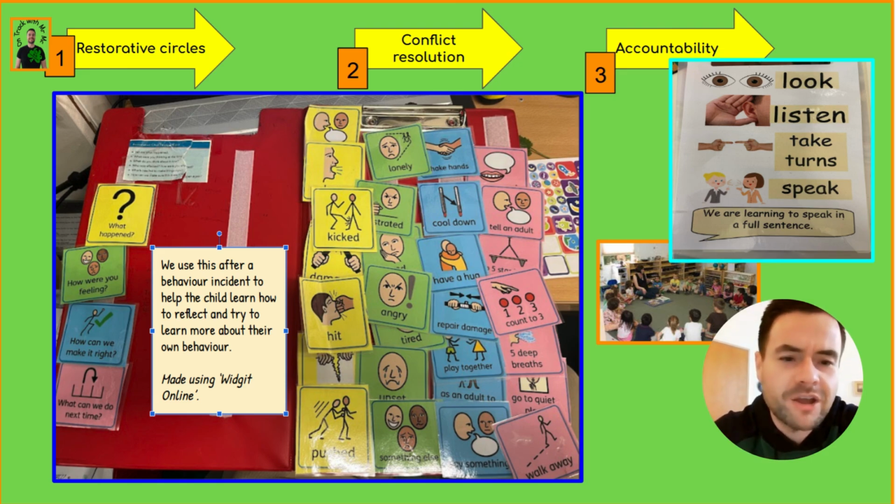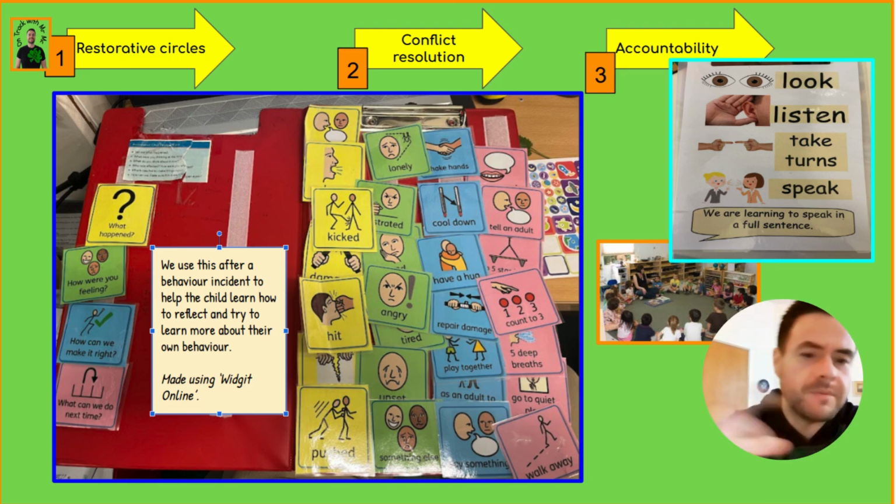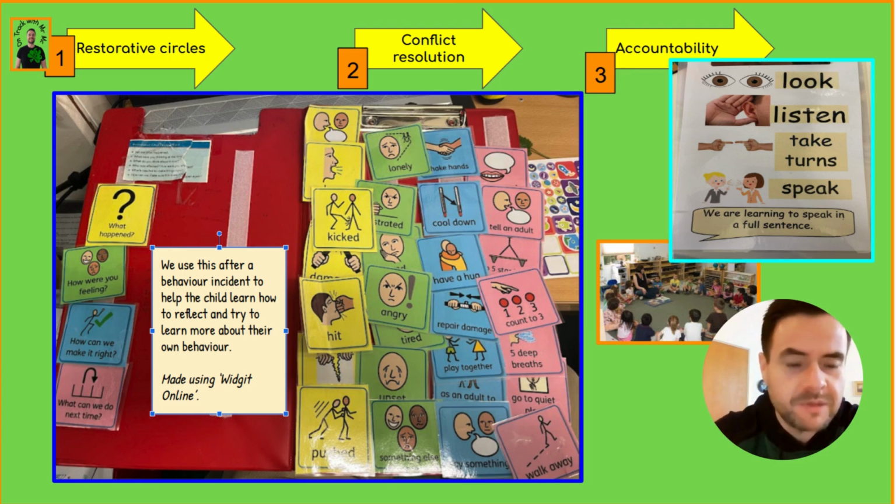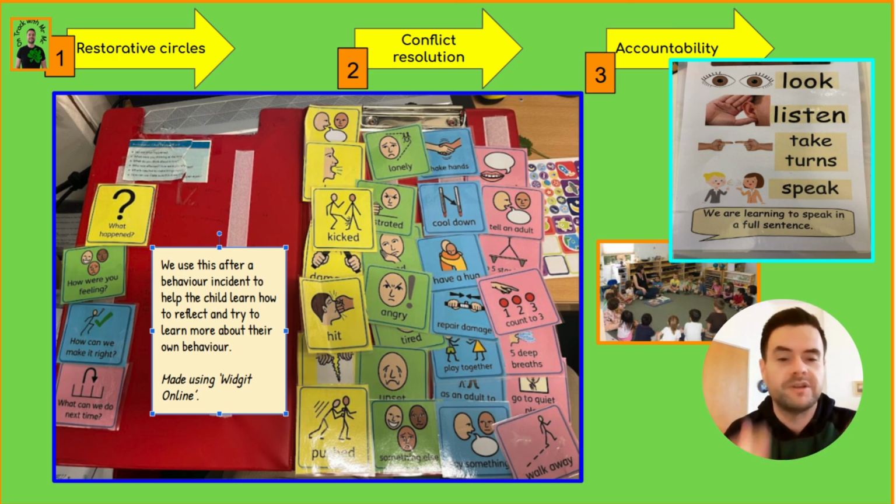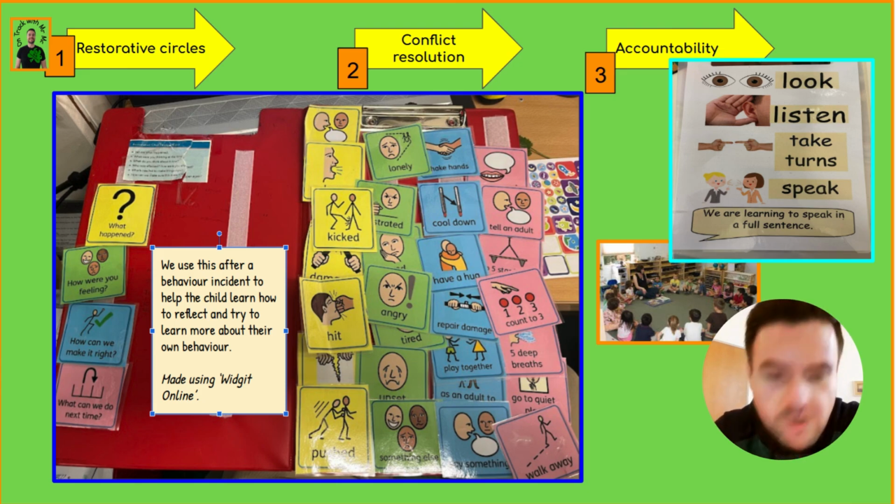How can we make it right? How can we help you? We might, as you see, the one that's there for cool down. Maybe they want to have a hug. Maybe they can repair something that they've broken. Okay, that's a good idea. So we're chatting them through it. They've moved the pictures over to that Velcro strip. And then the one at the end, what can we do next time?